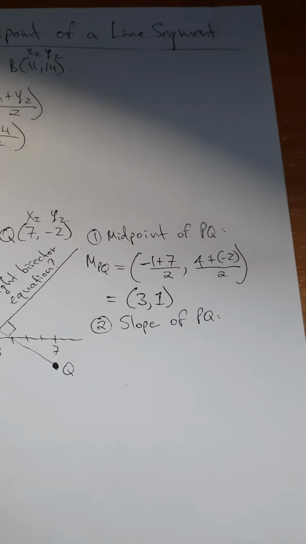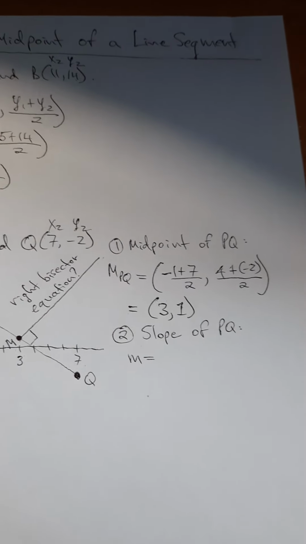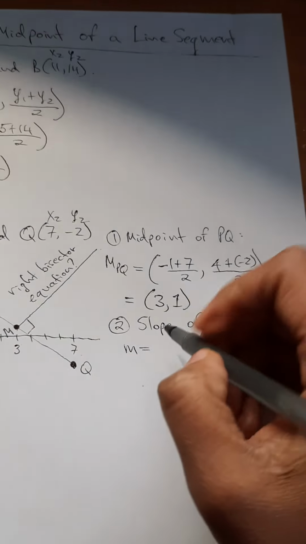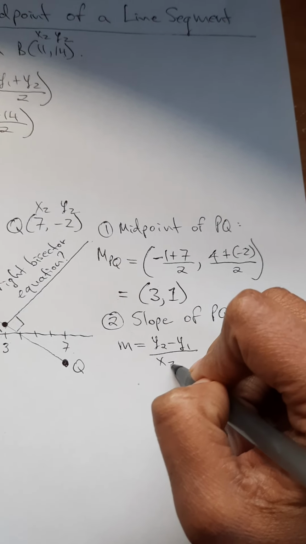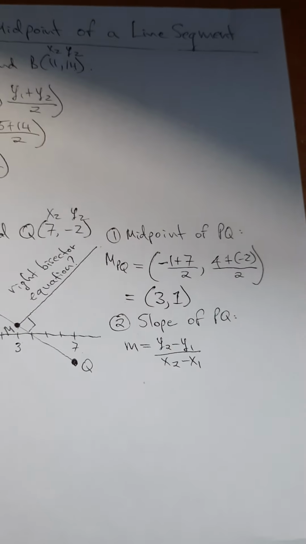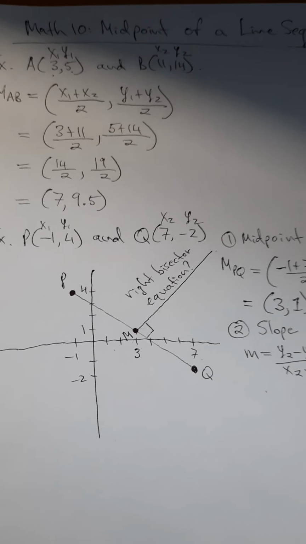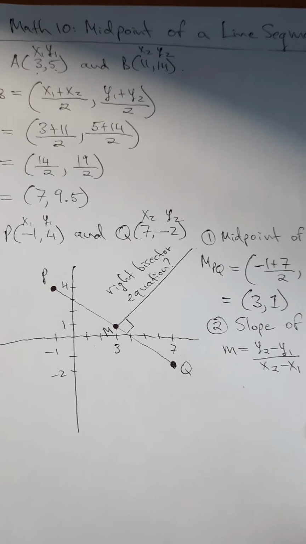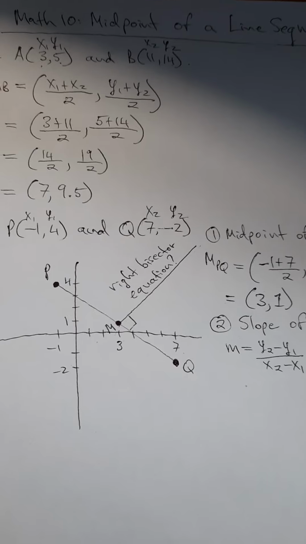Okay, I'm going to write down the formula for the slope. Note that when you're doing the slope, you have to use the lowercase m. So m equals y2 minus y1 over x2 minus x1. And we're doing PQ here, so just use these letters. We're just going to put it into the formula here.